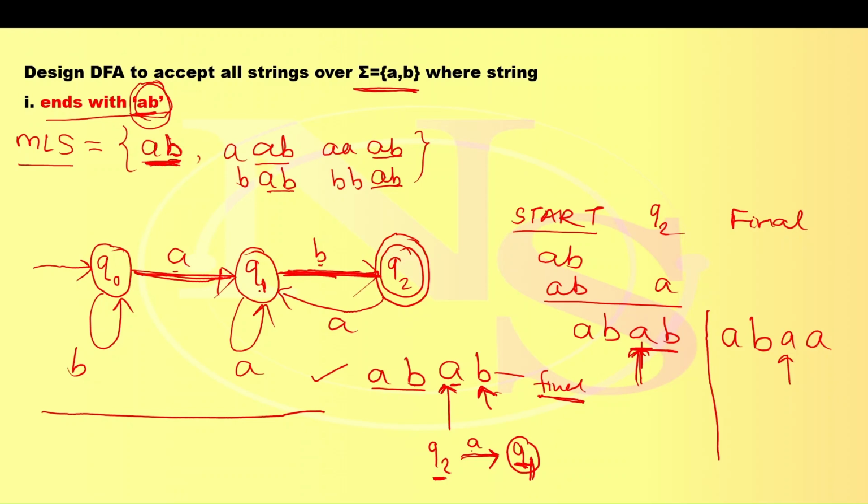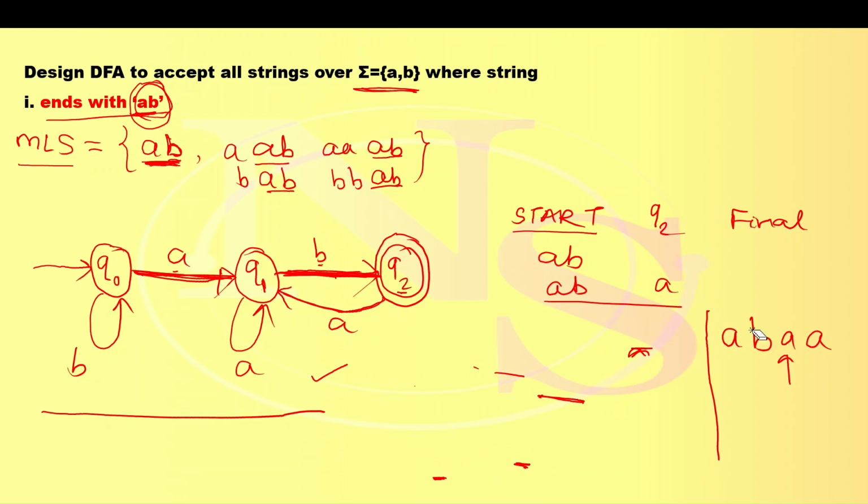If you want to verify, you can verify. AB should get accepted. See, A, B, again A, again B, getting accepted because it's ending with AB. Now similarly we can find out for another symbol. How to find out? Same approach. You just need to ask a few more questions to yourself.